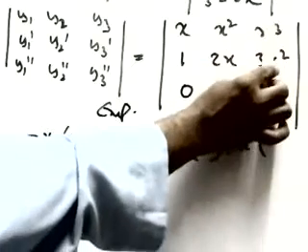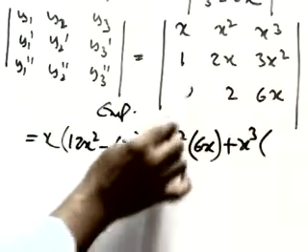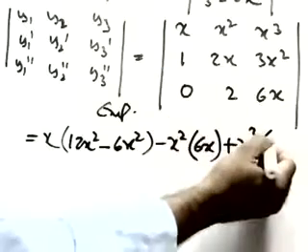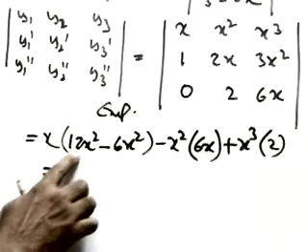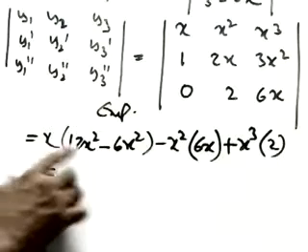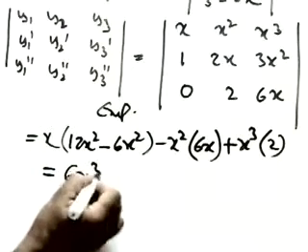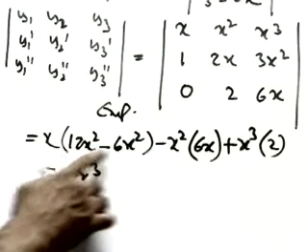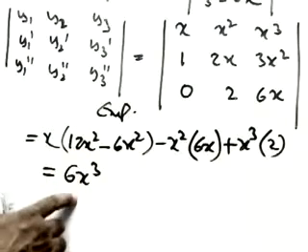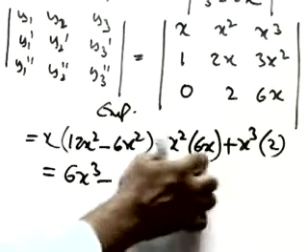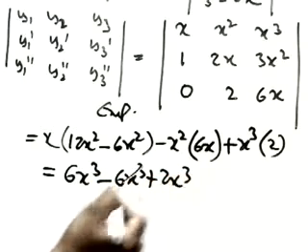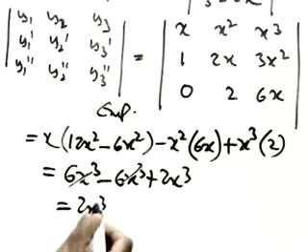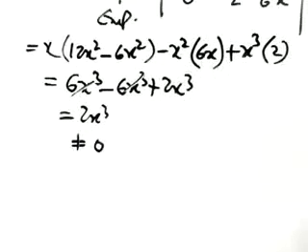Now use this one, multiply 1 into 6x, 6x, minus 0 into a number will be 0. Now lastly x cube. If you take x cube, we have to leave this column. To multiply 0 into 1 into 2 is 2. 2 minus 0 will be 2 only. So what is left here? 12 minus 6 is 6. 6x square into x is 6x cube. Minus 6x cube plus 2x cube. This minus and plus will get cancelled. 2x cube. That is, determinant is not equal to 0.